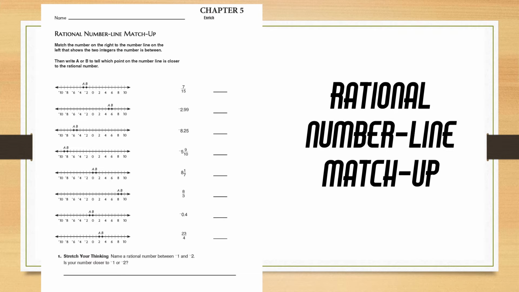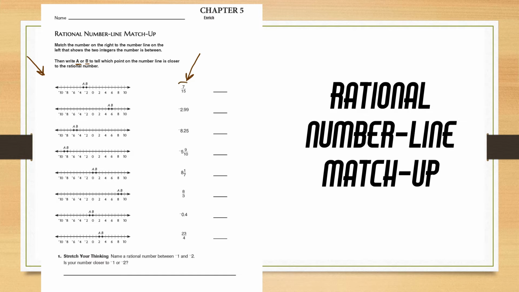Rational number line matchup. Match the number on the right, which is this column, to the number line on the left that shows the two integers the number is between. Then we're going to write A or B to tell which point on the number line is closer to the rational number. So there are two parts.